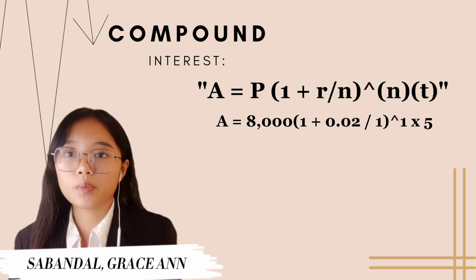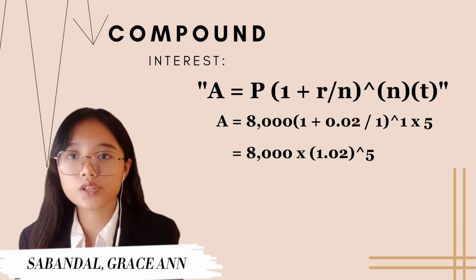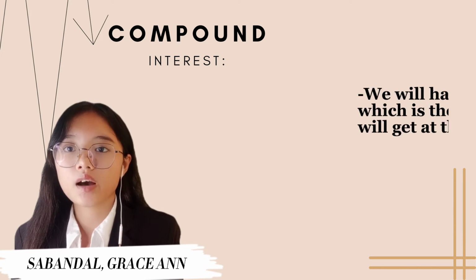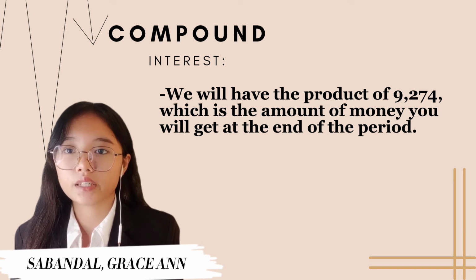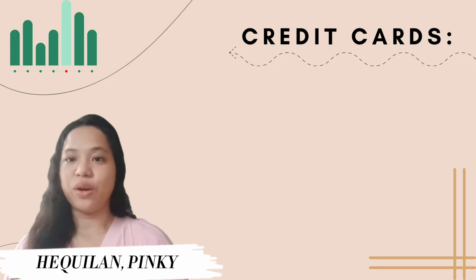First, solve for the parentheses. 0.02 divided by 1 is 0.02, plus 1 is equal to 1.02. Next, solve for the exponent. 1 times 5 is equal to 5. Then, solve 1.02 raised to the power of 5 and multiply it by the principal, which is 8,000. And now, we will have the product of 9,274, which is the amount of money you will get at the end of the period. Now let's talk about credit cards and consumer loans.